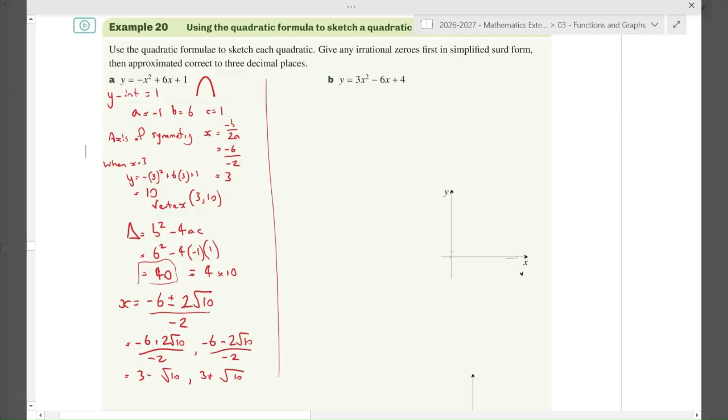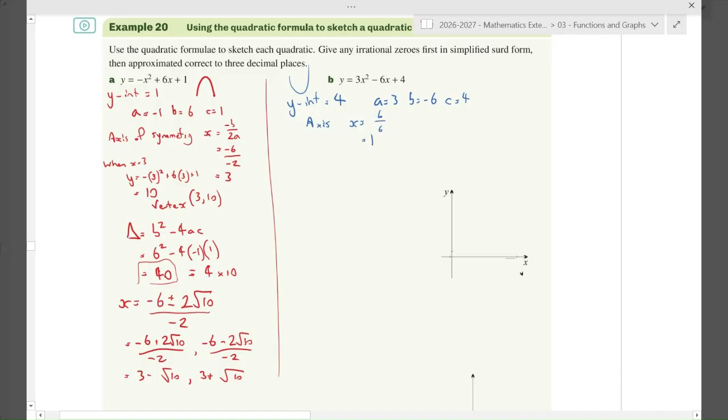What's the concave, up or down? What's the y-intercept? 4? Y-intercept equals 4. So what's my A? 3. B? C? Cool. What's my symmetry? My axis of symmetry? Minus b over 2a, which is minus minus 6 over 6, which is minus 1.